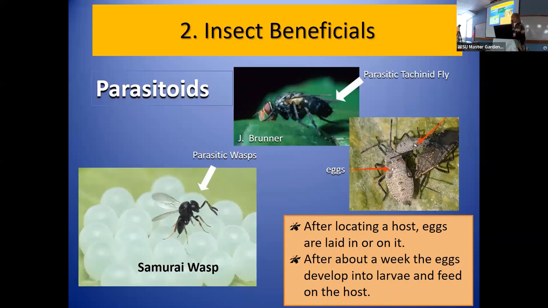Also, there are tachinid flies. The tachinid flies, though, will lay their eggs on top of insects like these seed bugs here. The eggs will hatch and the larvae will burrow into the insect and then feed on it and kill it. The tachinid fly is also a predator of codling moth and other caterpillars, like tent caterpillars.